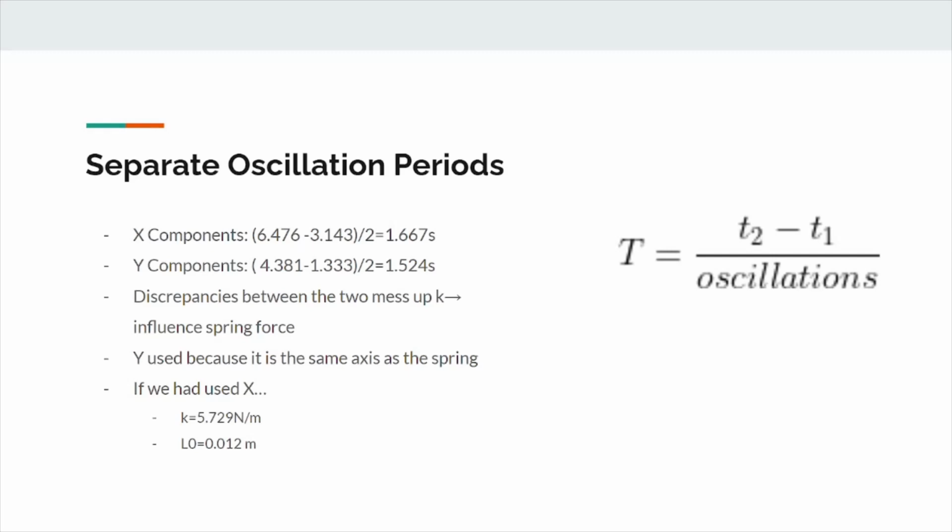X was larger than Y in this case because the spring moved more quickly up and down than it did from side to side, meaning that the spring bobbed up and down more times than it went from side to side.